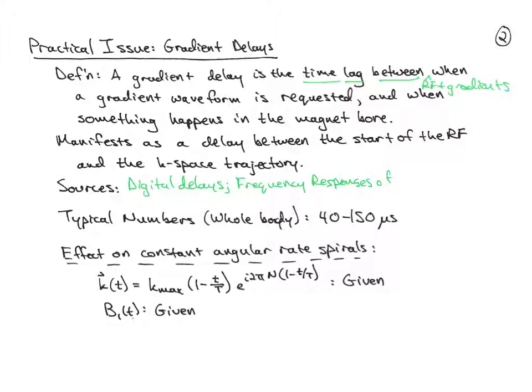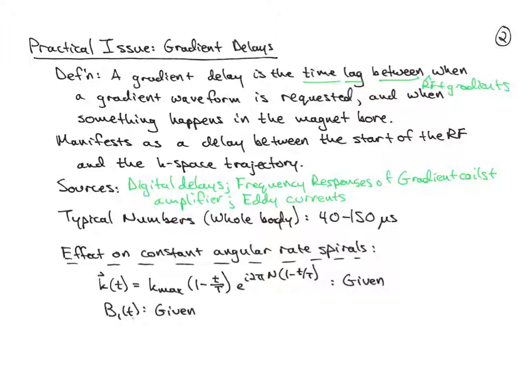Of the gradient coils and their amplifiers, because they are RLC circuits. And it can come from eddy currents. These are currents induced in metallic structures in the bore. Typical delay numbers range, on a whole body gradient system, between about 40 and 150 microseconds. Sounds pretty small, but it can be significant when you're trying to get a good excitation.